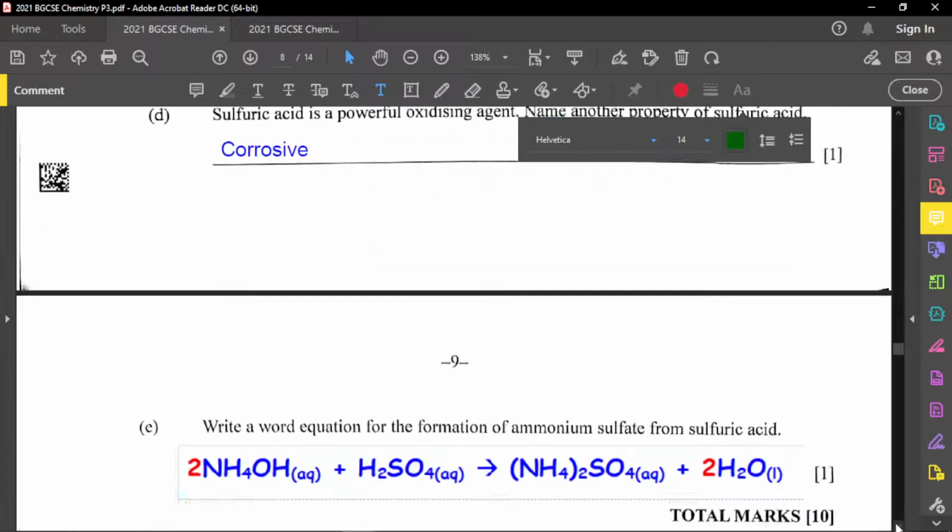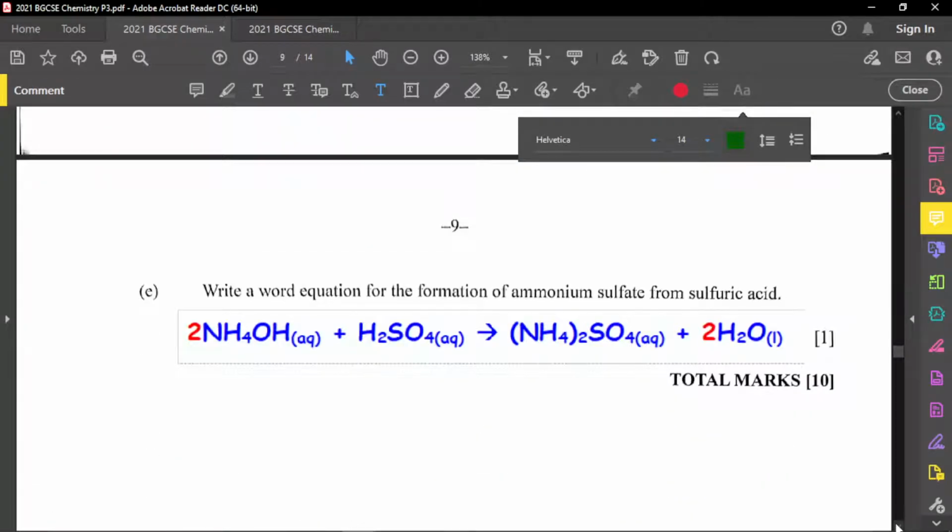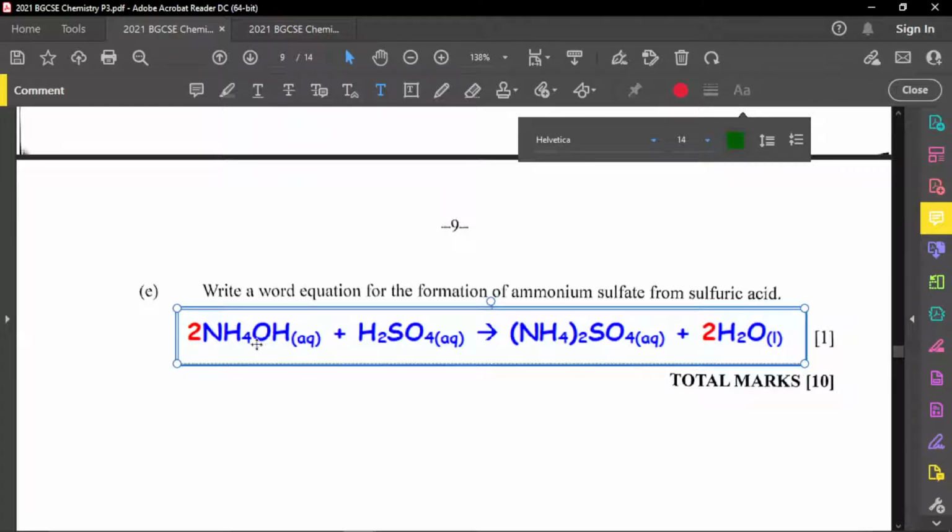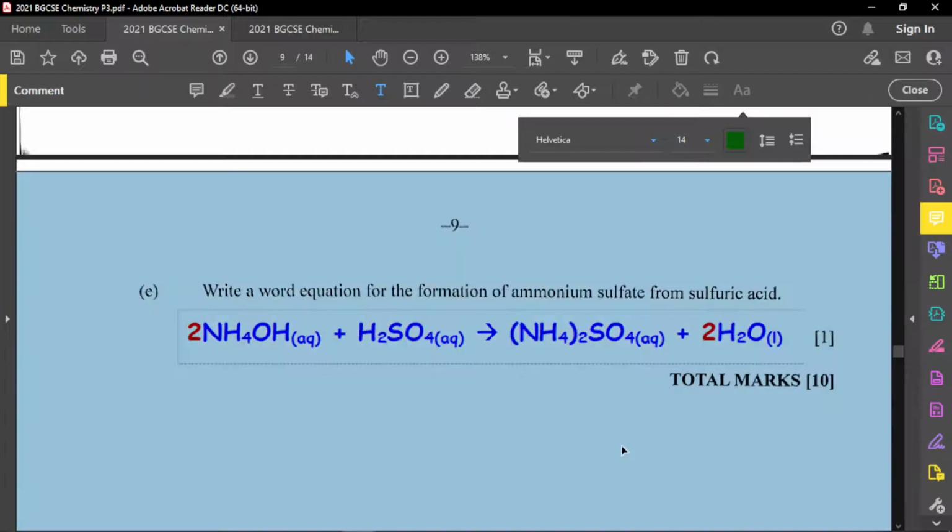So the last part of this question is to write a word equation for the formation of ammonium sulfate from sulfuric acid. This is the equation right here. You have ammonium hydroxide, you have sulfuric acid, and what you get is ammonium sulfate and water. So this is the end of this part of this question.